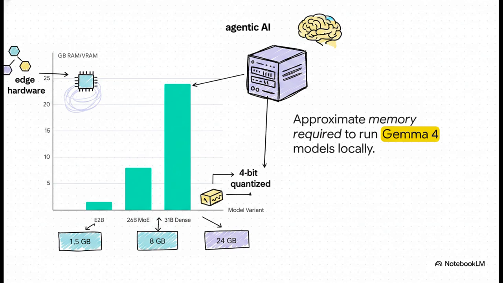From 1.5 gigabytes of memory for the tiny Edge model up to 24 gigs for the flagship, there's an option for you. If you're using 4-bit quantization, that amazing 26B MOE model fits beautifully into just 8 gigabytes of VRAM. Meanwhile, the default E4B model takes about 9.6 gigabytes when it's fully loaded into memory.